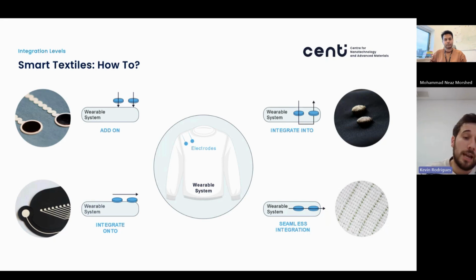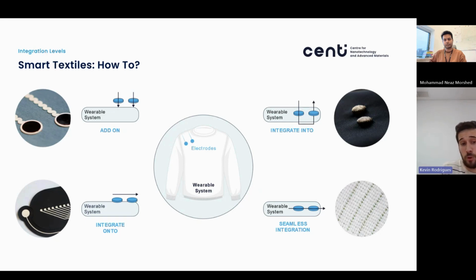So we can work, as I mentioned, directly on add-on solutions. We can fabricate our devices externally, like a printed sensor on a polymeric substrate, and work on the lamination of it on the textile. This is a much easier integration solution, less demanding, and what we see a lot currently in the market of e-textiles. We can also work on integration onto.